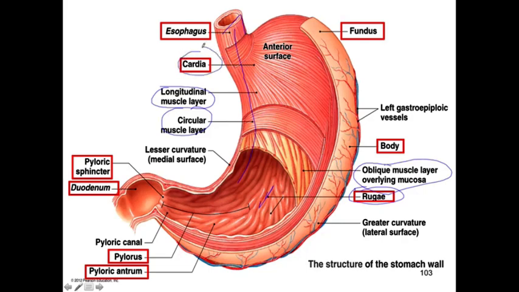Here's the cardia. Here's the fundus of the stomach. The lower esophageal sphincter, or cardiac sphincter, would be right about there. Here's the pyloric sphincter, and then the beginning of the small intestine called the duodenum.